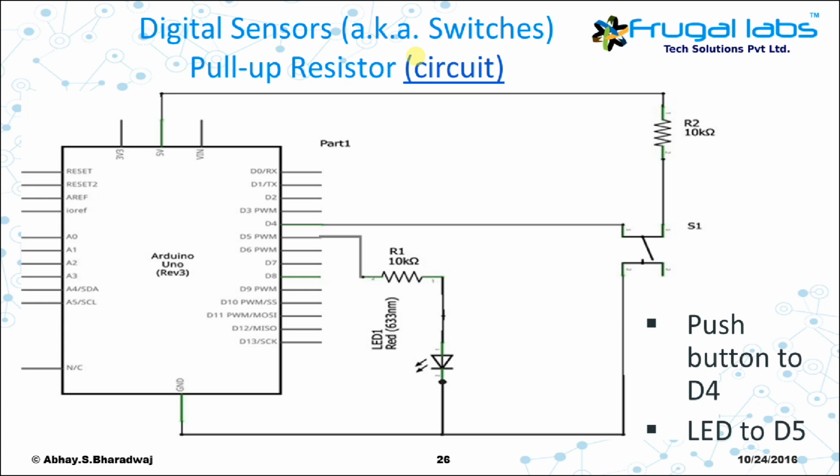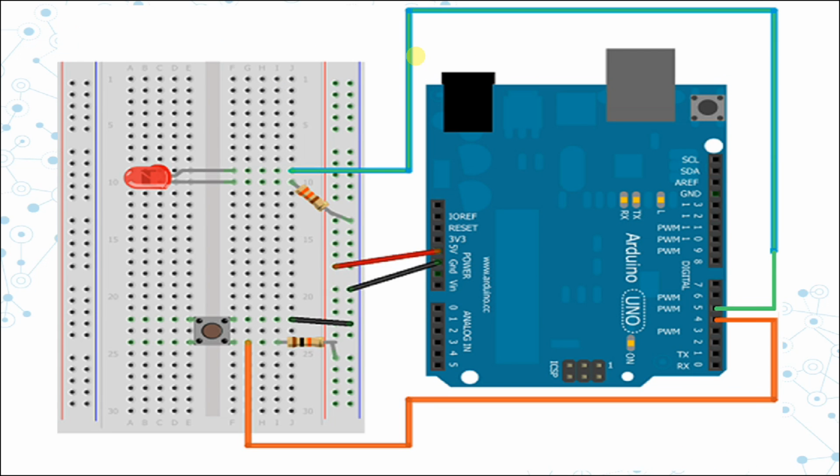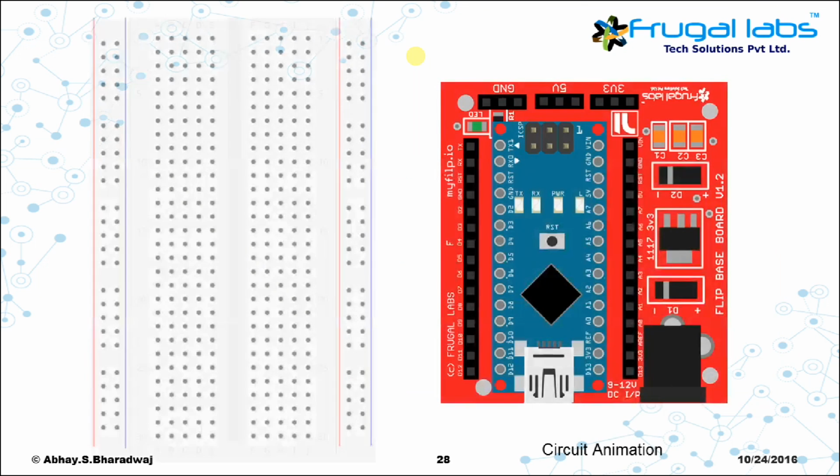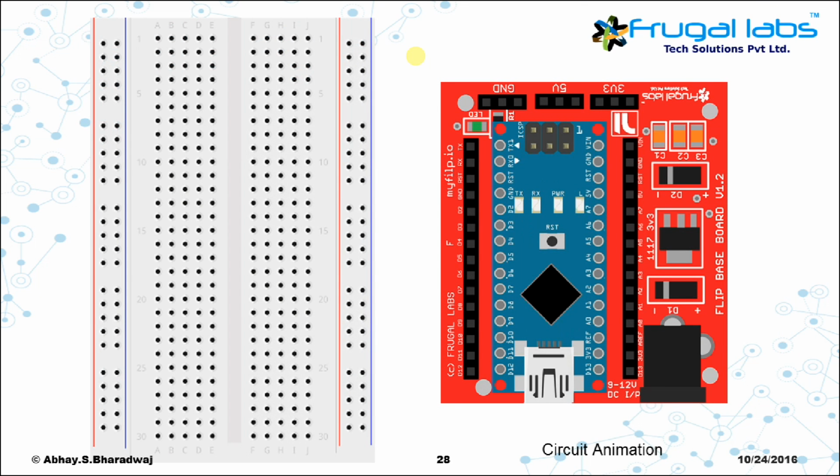And this is the schematic of your circuit connection. The push button is connected to pin D4 and the LED is connected to pin D5 as follows. So this is how you need to rig up the circuit if you are using the Arduino Uno board. I'll teach you how to rig up the circuit if you are using the flip base board. The method is similar no matter which board you use, so follow this.